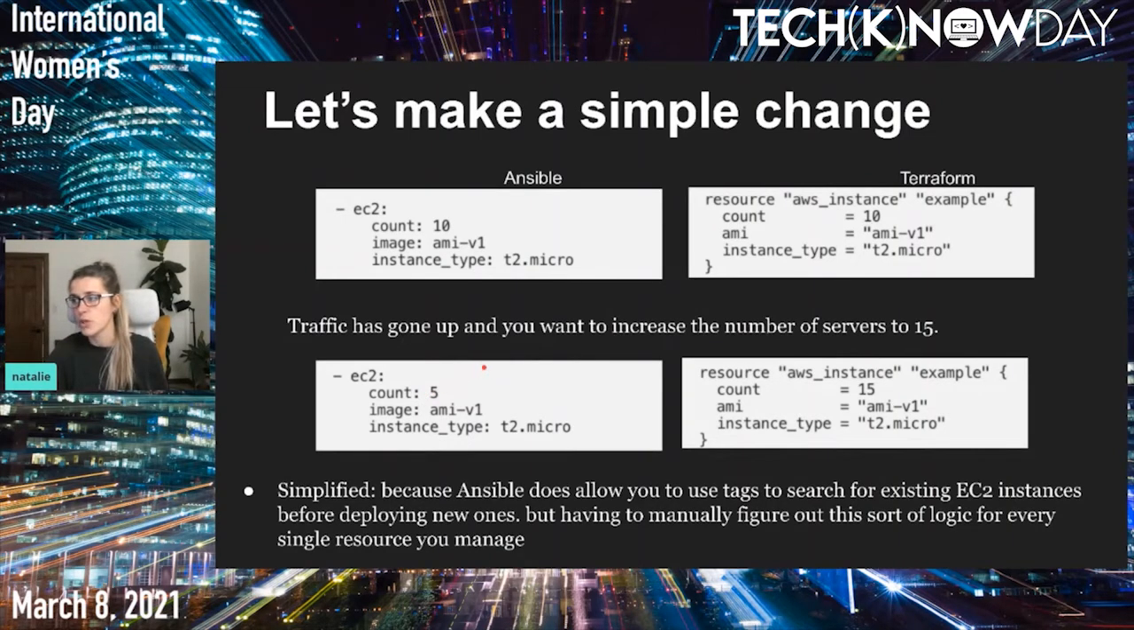mutable versus immutable infrastructure? In the Ansible world, we will have to change the count as we go. And let's say in Terraform, we will also just change the count. But after applying that to our configuration, it will build 5 extra resources that we will request. I have a note here that Ansible doesn't allow you to use tags to search for your machine. So this is just a representation of the process, but it's not a real implementation.